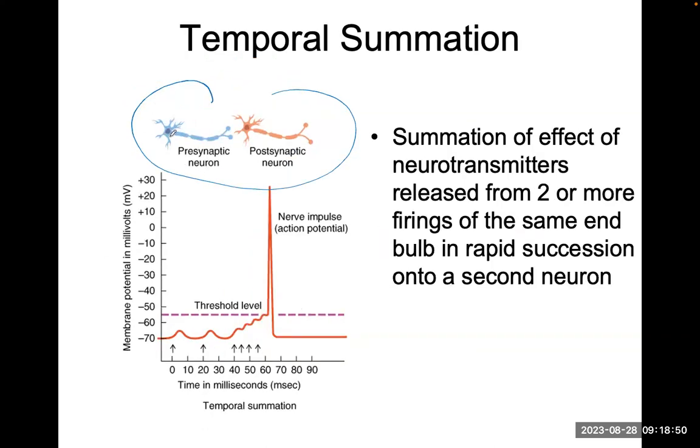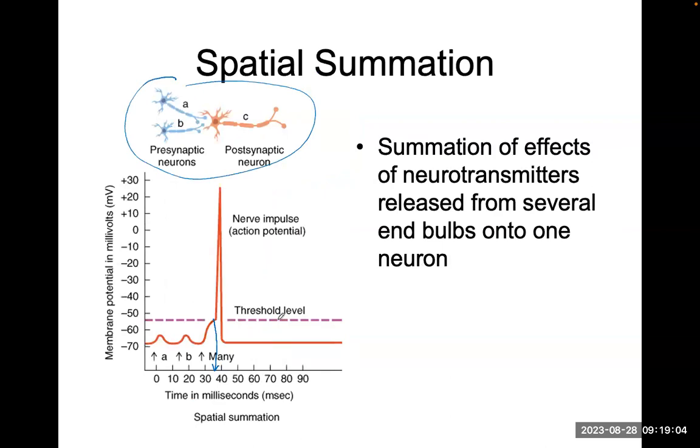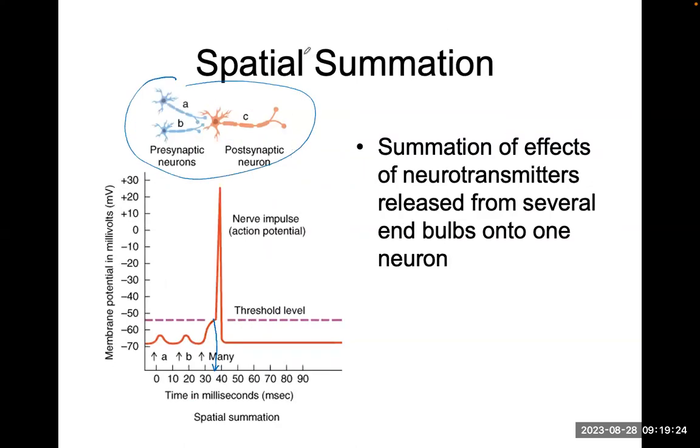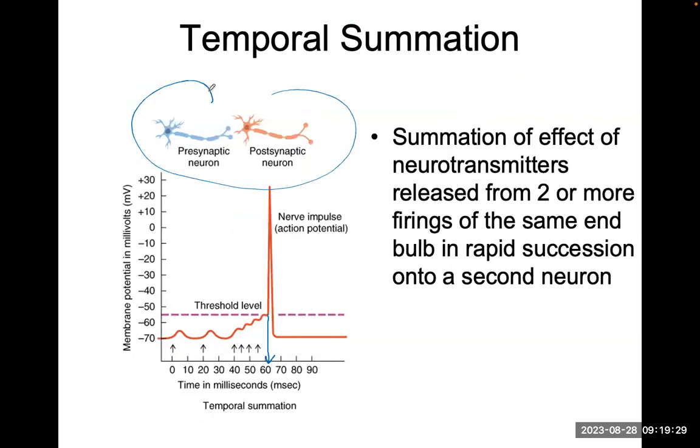Over here, one repeating the message over and over, keep firing over and over and over again. By the time threshold was met, it was here, it was around 60. So the spatial summation is the summation of effects of neurotransmitters released from several end bulbs onto one neuron. That's much faster than the summation effect of released from two or more firings of the same end bulb in rapid succession over and over and over. So in terms of temporal summation or spatial, it is going to help you reach threshold much, much faster.